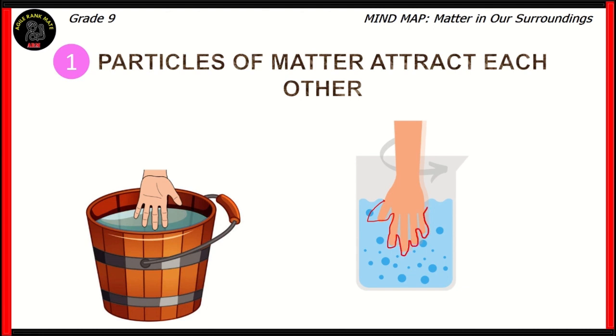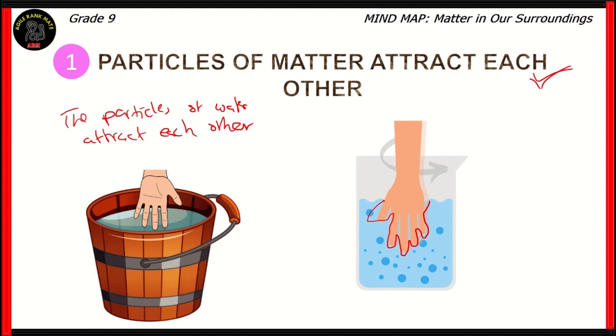So what is actually happening is that before we put our hand in, the particles of water had been trying to attract each other. However, when we put our hand in, they are still trying to attract each other, and that is how we feel the water between our fingers. That's the basic reason that we can feel the water. So with this activity, we have also proved characteristic number 3, particles of matter attract each other.